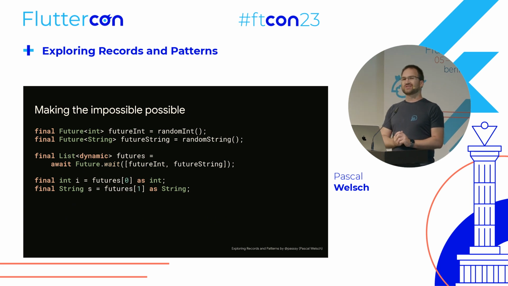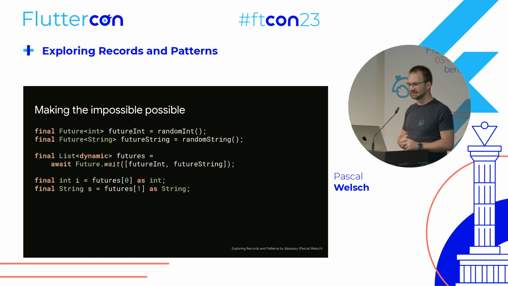Records are pretty cool because they are type safe. And some APIs in the past were not type safe. For example, the famous Future.wait, where you can wait for multiple futures to return, and it gives you the values. In the past, it gave you the values as a list of dynamic, and you manually had to cast the results to get the values.